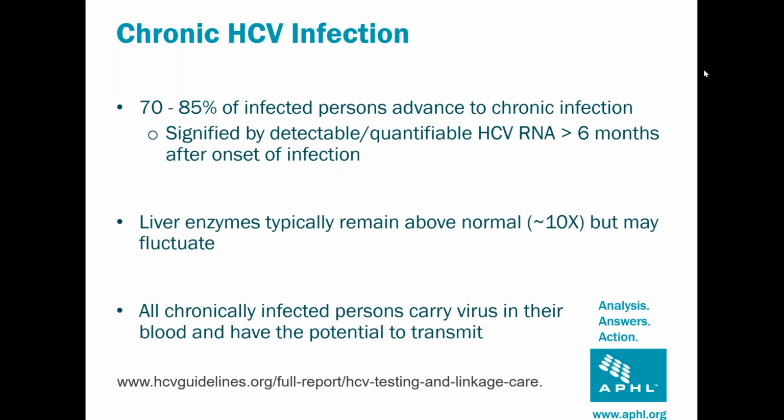So the remainder of these cases, since the 15 to 30% were acute clearances, are chronic infections, 75 to 85%. They're usually signified by a detectable or quantifiable HCV RNA level for more than 6 months after the onset of the infection. The liver enzymes typically remain above normal, but they may fluctuate. But it's important to know that all chronically infected persons carry the virus in their blood and have the potential to transmit. Next slide.